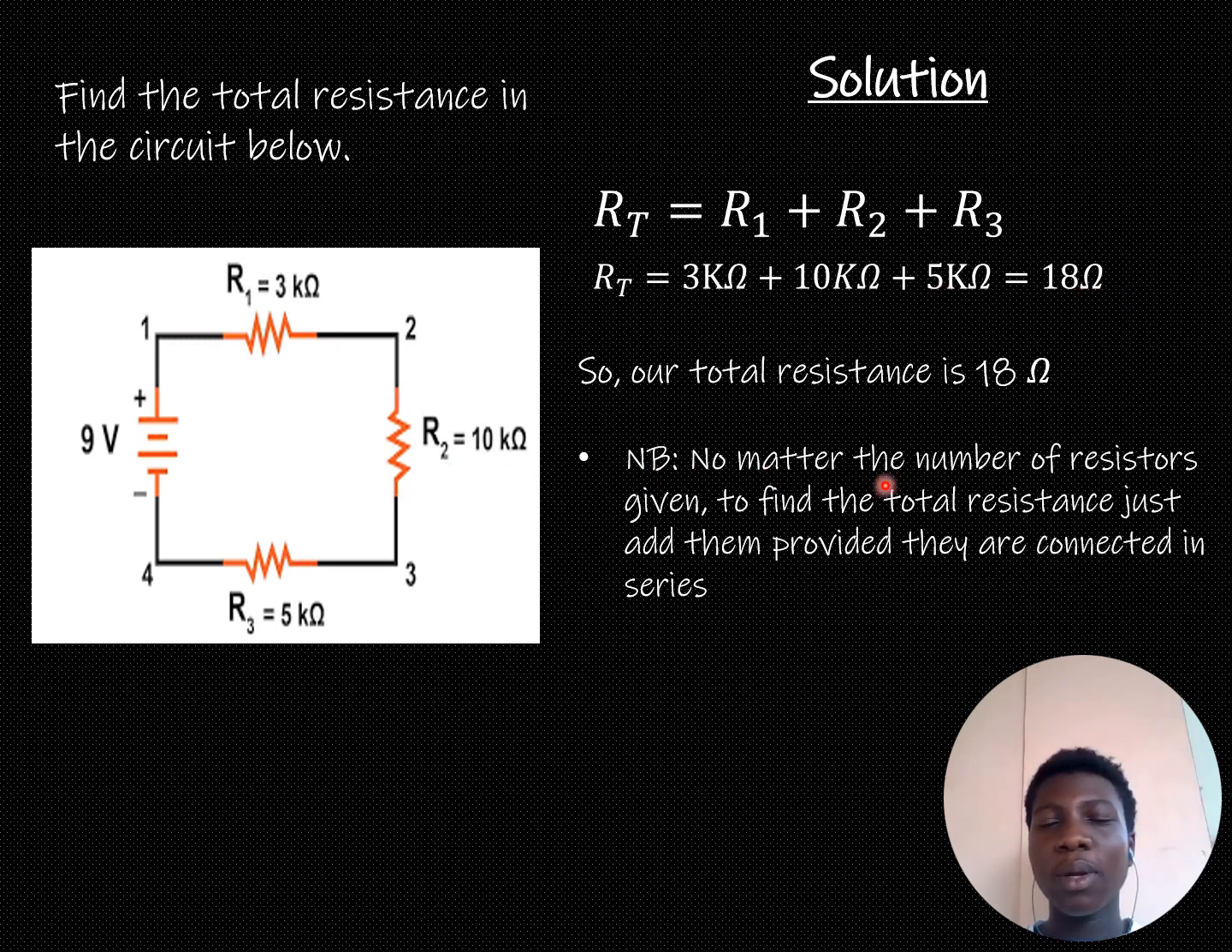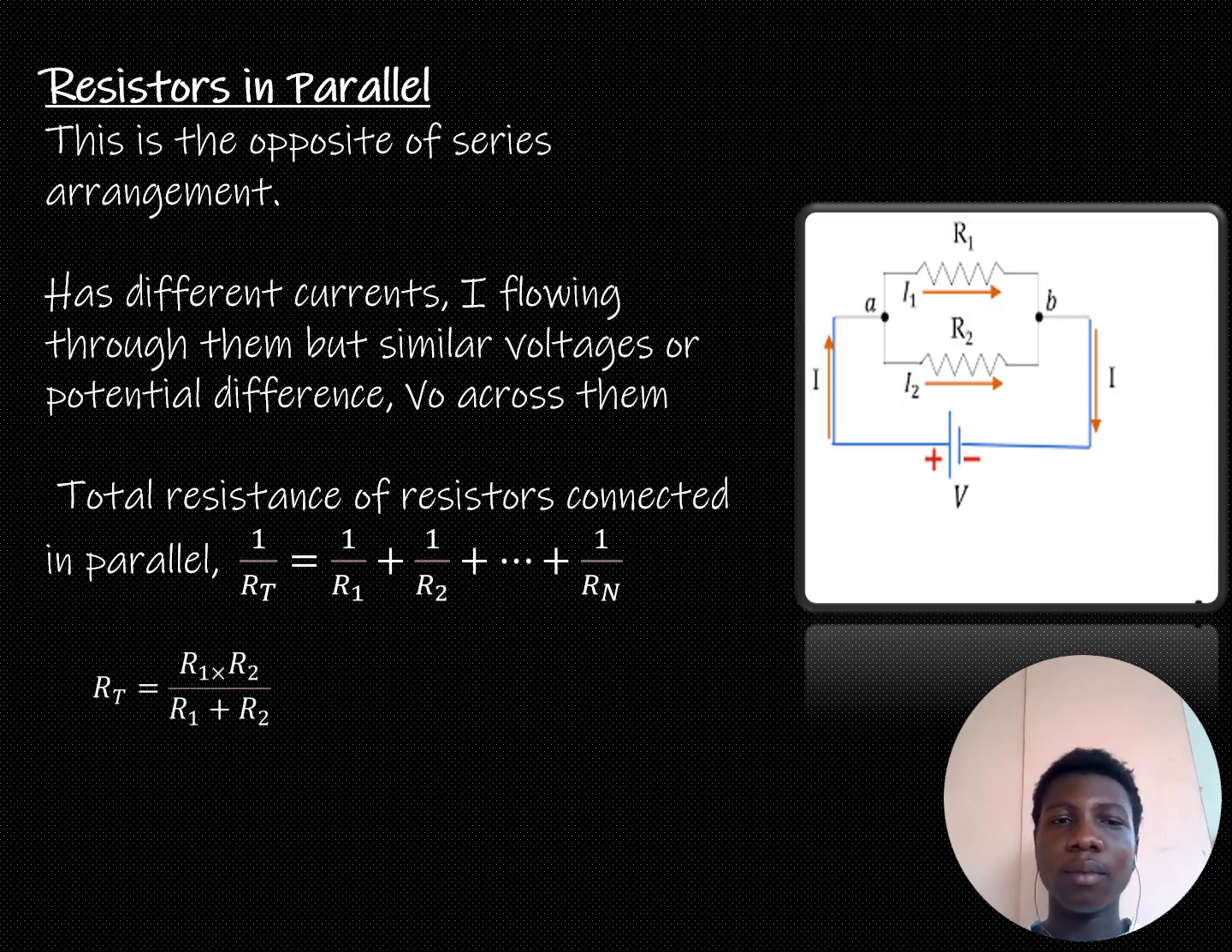So note this, no matter the number of resistors that are given, to find the total resistance, you just have to add or sum them up, provided they are in series. So let's move on to resistors connected in parallel. There is something opposite to the series connection or arrangement. As I said, for the series they have the same current but different voltages. This time around, in parallel connection, they have the same voltages but different current.